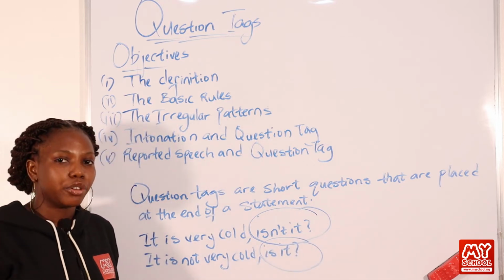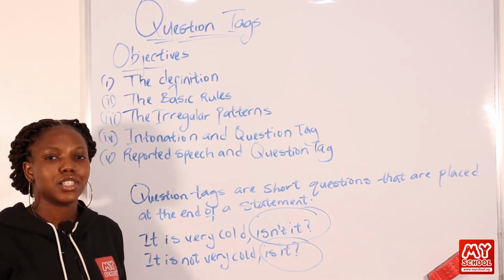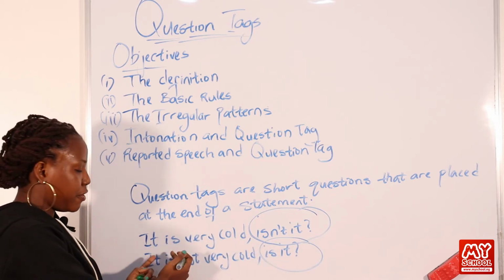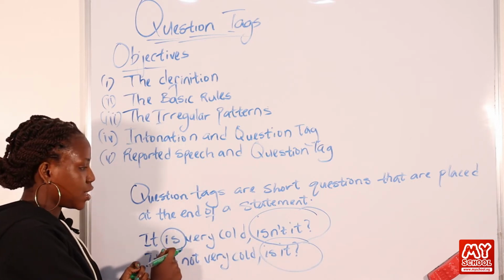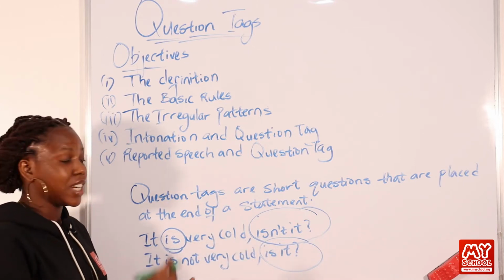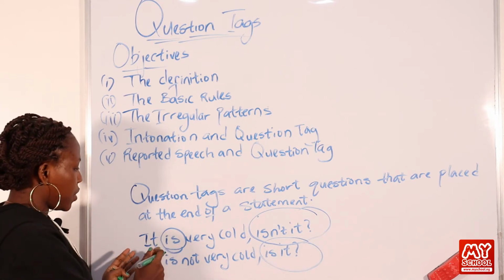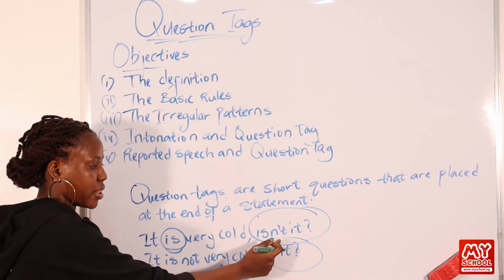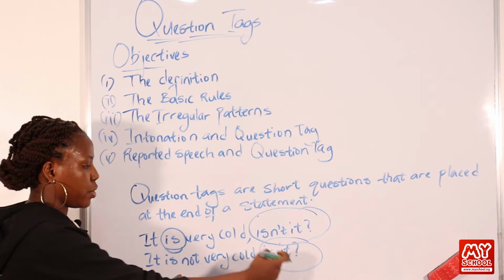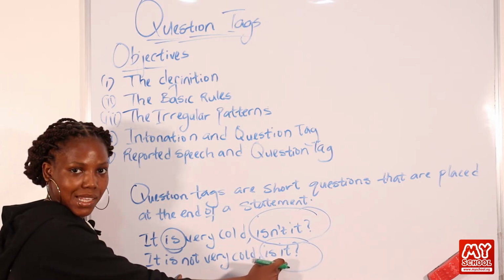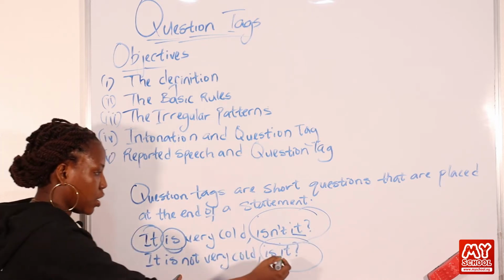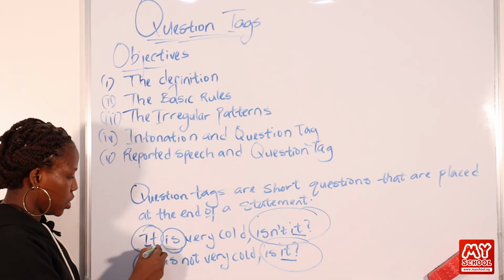Now here we see that the general rule for the composition of question tags includes an auxiliary verb that matches the main verb. In the sentence, the main verb is is, so the auxiliary verb matches the main verb is, but in opposite, that is, the positive statement must go with the negative tag, and the negative statement must go with the positive tag. And lastly, the pronoun it that refers to the subject.